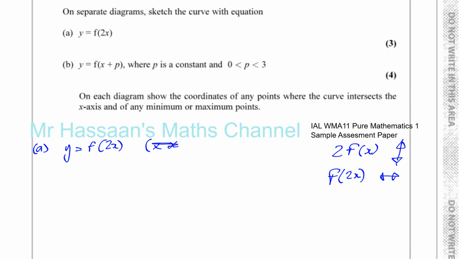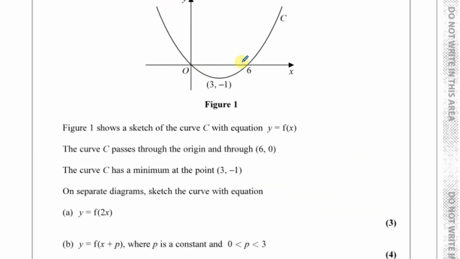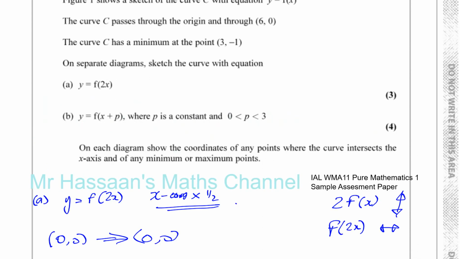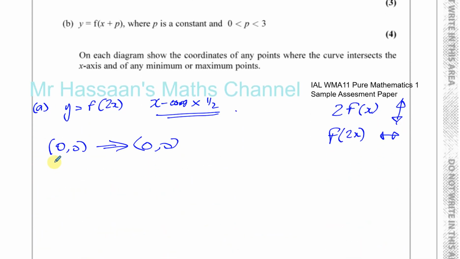So I can write it like this: the x coordinates are multiplied by a half, the reciprocal of 2. Let's look at the coordinates. You have (0, 0), which stays the same. Then you have (6, 0). You multiply the x coordinate by a half, and it becomes (3, 0).